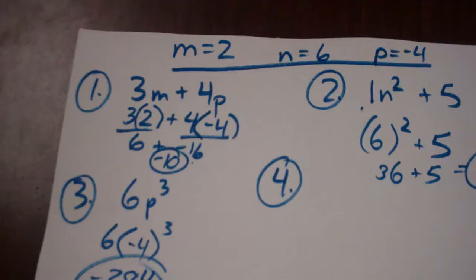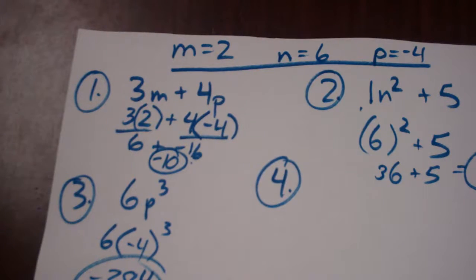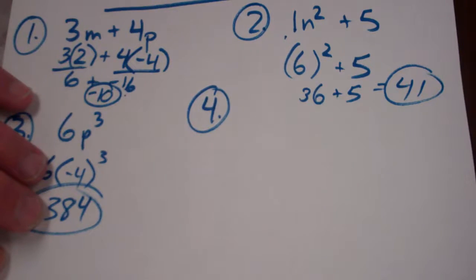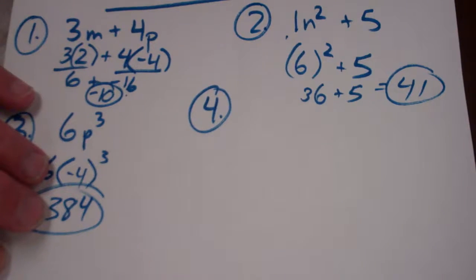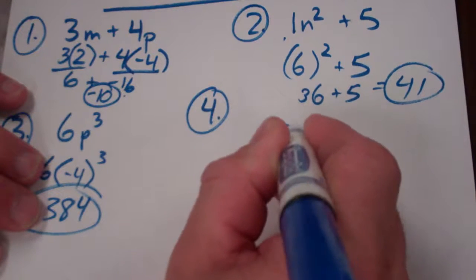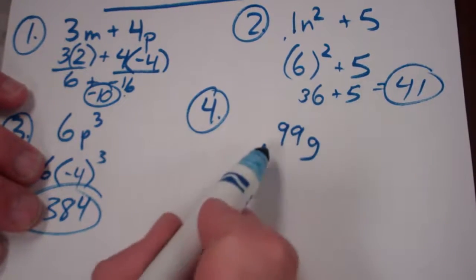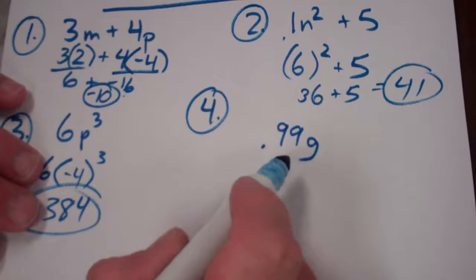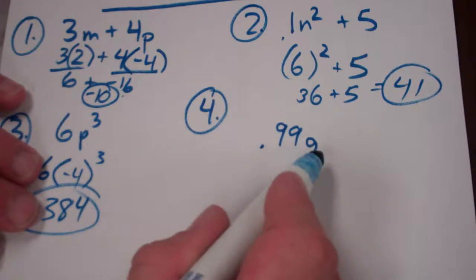Pretty easy problem. Number 4. Number 4 says a website charges 99 cents to download a game and a $12.49 membership fee. Write an expression that gives the total cost in dollars to download G games. In other words, we're not sure how many games we're going to be buying, but here's what I would look at. It costs 99 cents for every game, so that's 0.99 G. I'm using 0.99 as a coefficient for the number of games. 99 cents for every game is another way of looking at that.